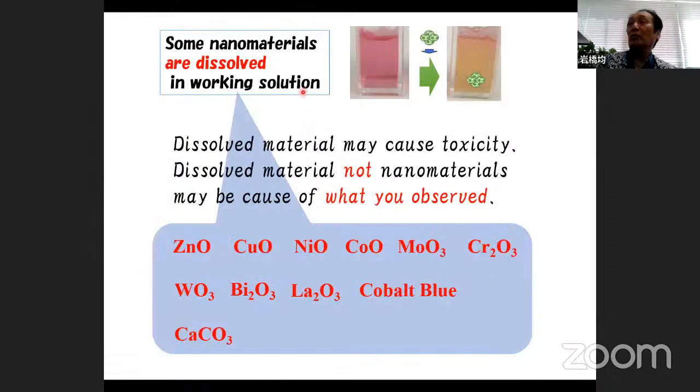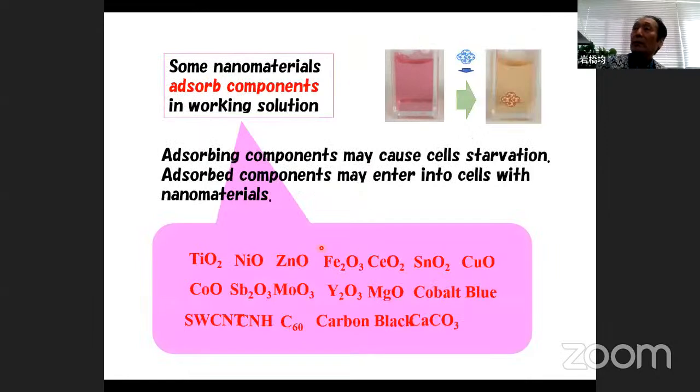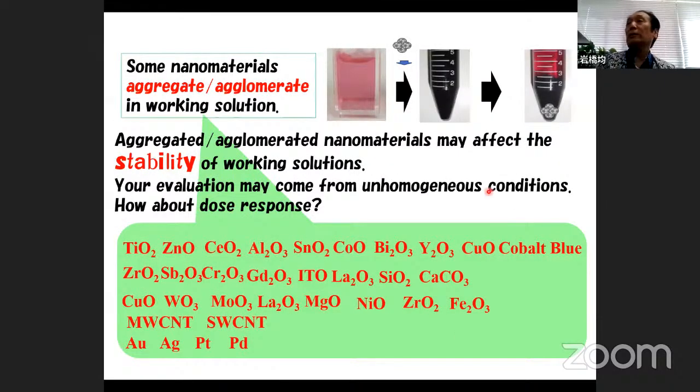First, some materials are dissolved. These are nanomaterials dissolved in medium, so the color will be changed because of dissolving. So if someone says this is a dangerous nanomaterial, this is because of metal ions, not the nanomaterial. And these nanomaterials typically absorb cellular components, medium components, and sometimes the color will be changed. These nanomaterials are not dissolved, but absorb many components. And almost all nanomaterials aggregate and agglomerate in working solutions.